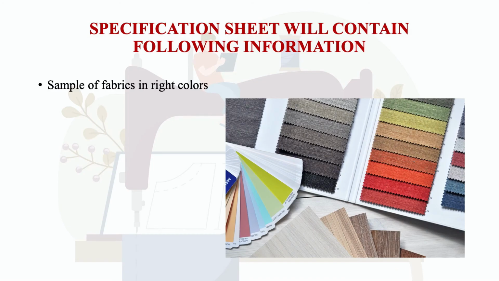Then let us see what the specification sheet will contain. First we discuss the sample of the fabric in the right color. There are different shades of a particular color, so what particular shade we want of the fabric, we put a swatch of that fabric, and which color we want, we mention it, or we give a sample of that color very specifically.